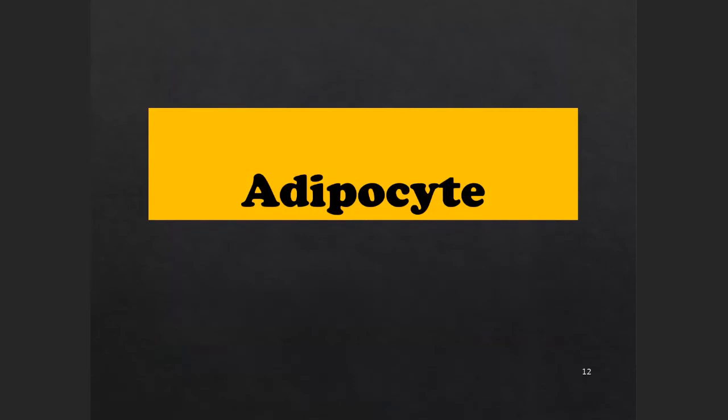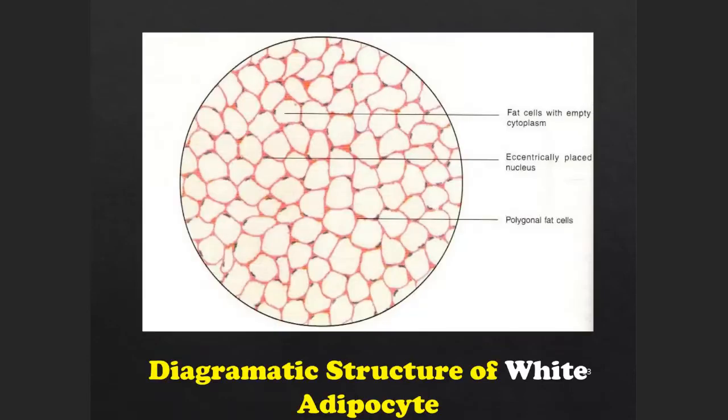Now coming up to adipocytes. Now this is white adipose tissue. Now how does it look like? These are fat cells with empty cytoplasm. Okay. This is your fat cells. Now eccentrically placed, by that I've already told you, eccentrically means away from the center. The nucleus is eccentrically placed, and this is your polygonal fat cell. So this is one fat cell. This is one fat cell. Okay, it's simple. The diagram is very simple.